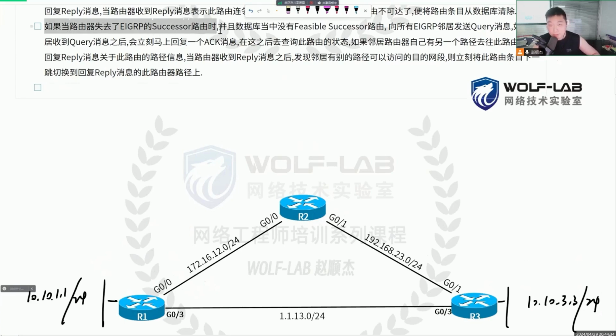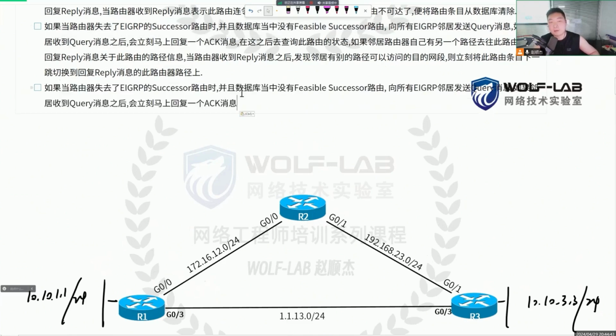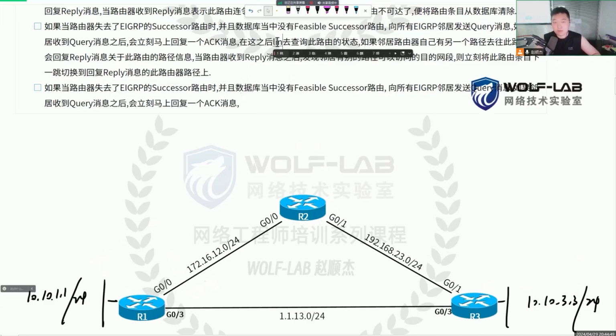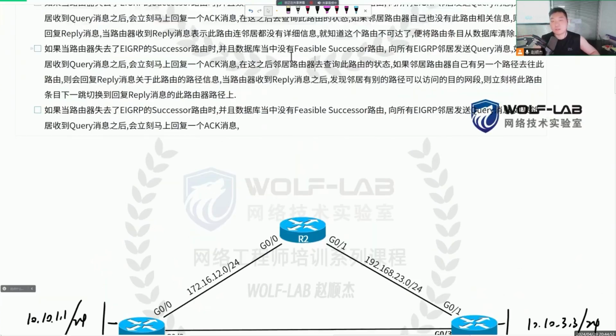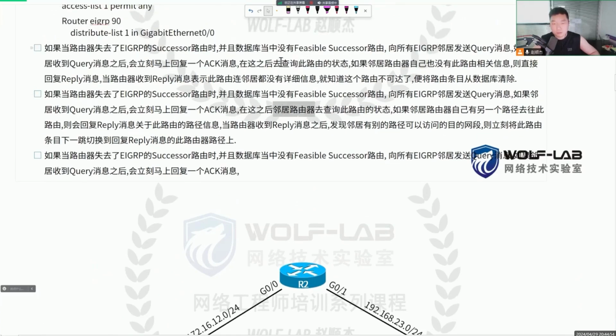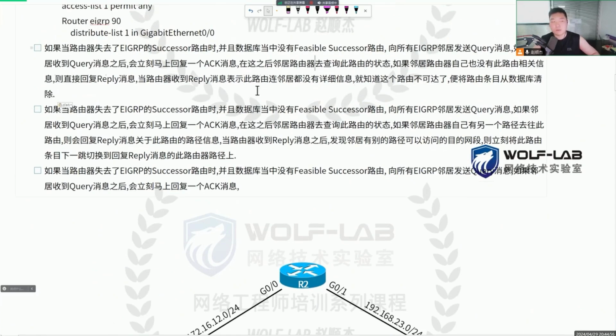So next we talk about the third situation. If the router loses the EIGRP successor route, and there is no feasible successor route in our database, after sending a query message to all neighbors, it will immediately receive an ACK. The neighbor will respond immediately after receiving the query. It means that we know this message.